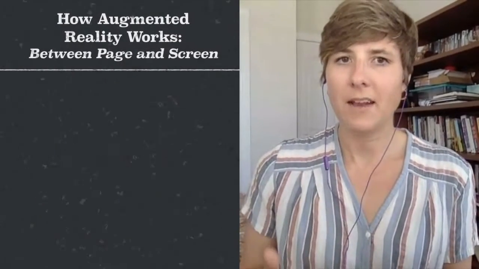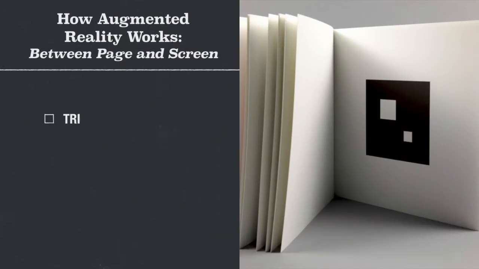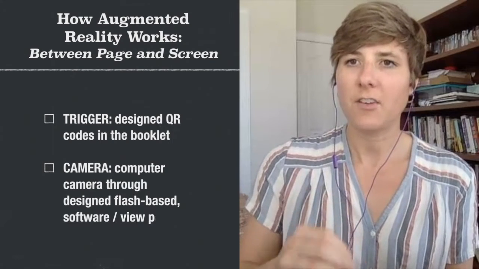And then for Between Page and Screen, the trigger are these special QR codes, which are designed by the author, Amaranth Borsuk, to be specific to this text, right?